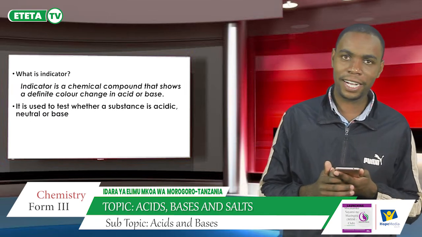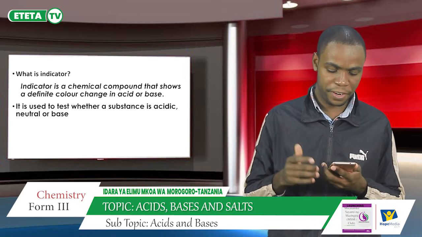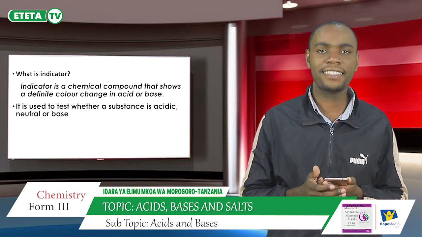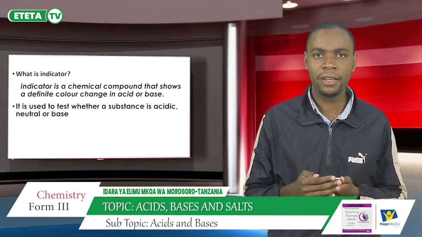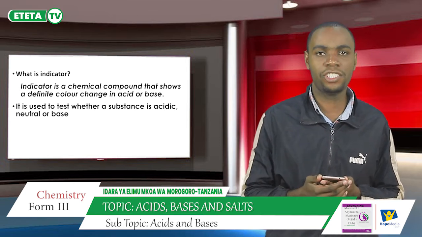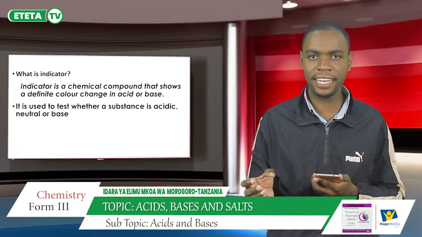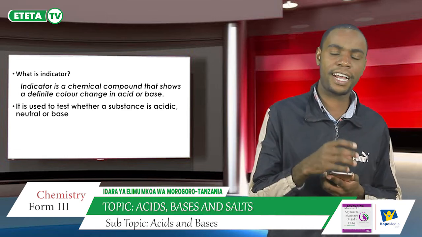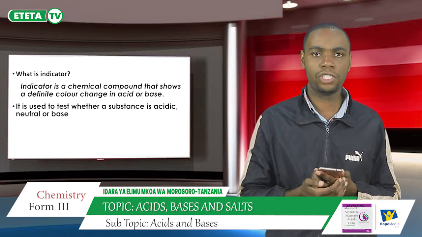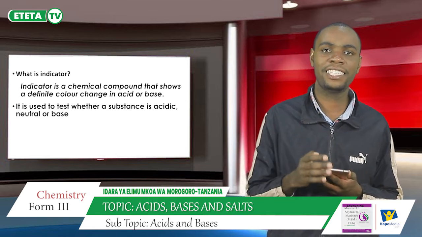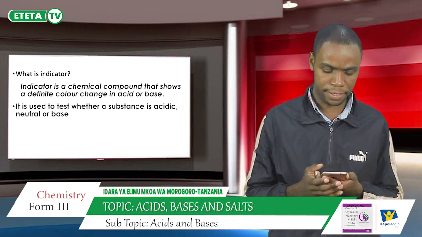By definition, an indicator is a chemical compound that shows a definite color change in acid or base. If you take the indicator and put it in acid, the color will change. Also, if you put it in base, the color will change. So it shows a definite color change when it is in acid or in base.